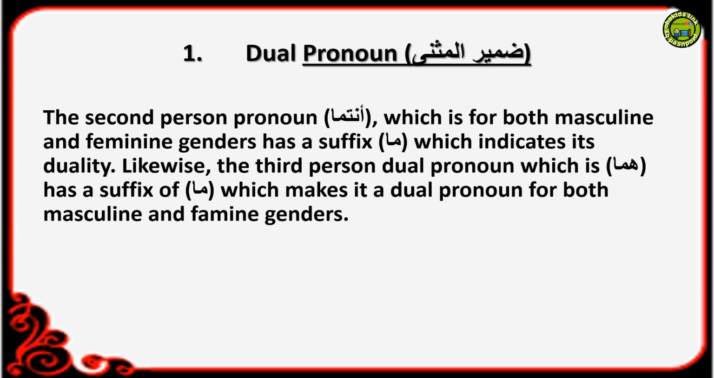1. Dual pronoun ضمير المثنى. The second person pronoun أنتما, which is for both masculine and feminine genders, has a suffix ma, which indicates its duality. Likewise, the third person dual pronoun, which is huma, has a suffix of ma, which makes it a dual pronoun for both masculine and feminine genders.